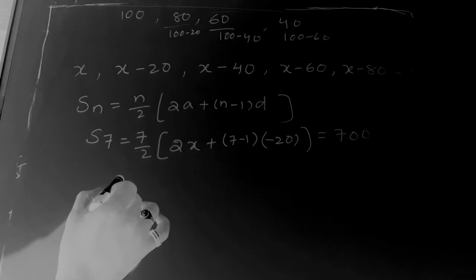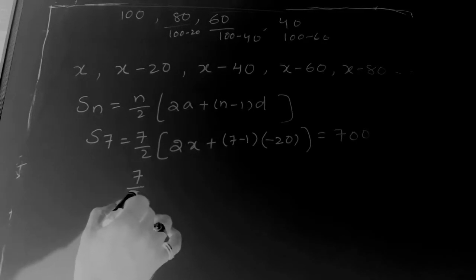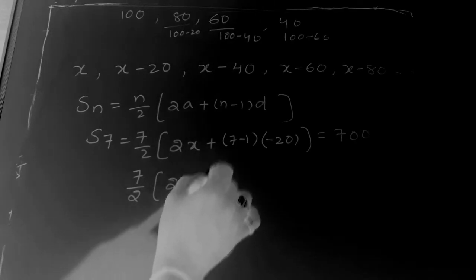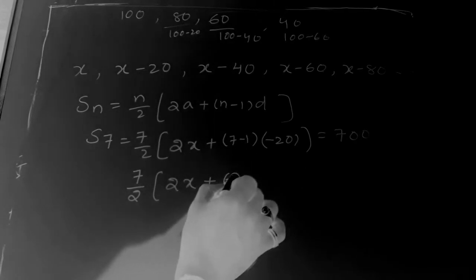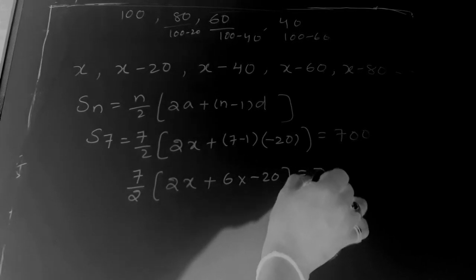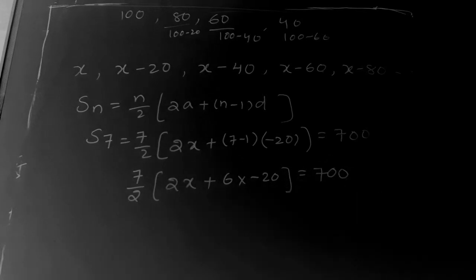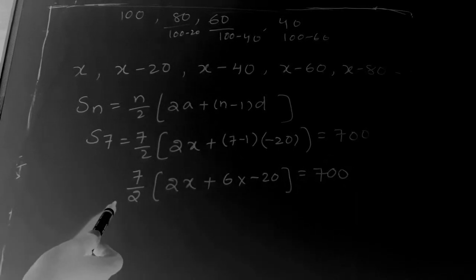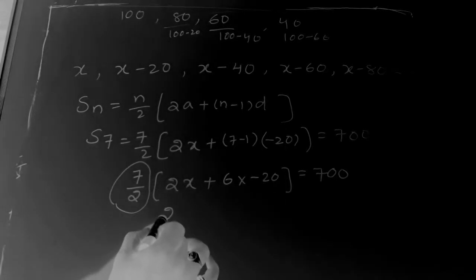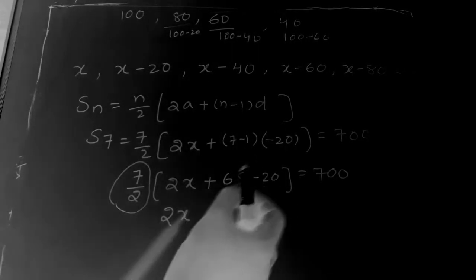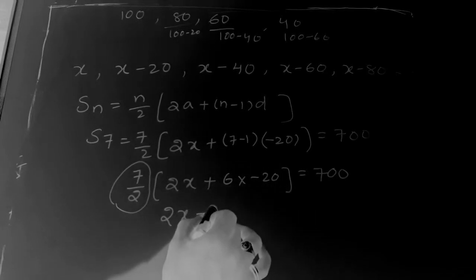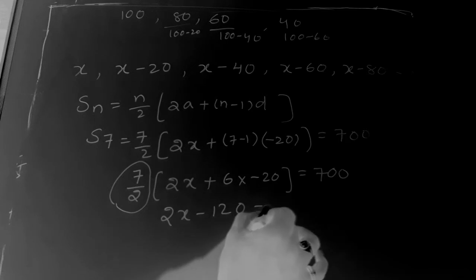So 7 by 2 times (2x plus 6 into minus 20) is equal to 700. Here 7 by 2 is in multiplication. When you send it to the right side, the fraction will become reversed. Plus into minus is minus, and 6 into 20 is nothing but 120. So here, 700.